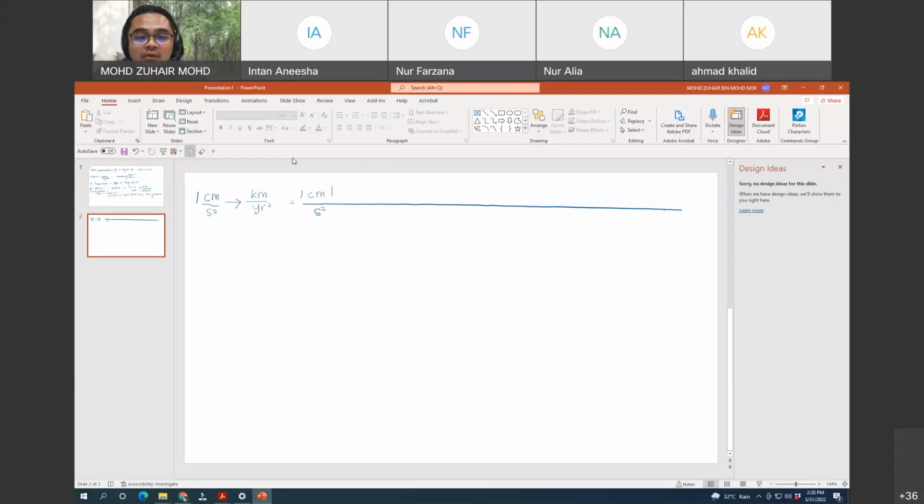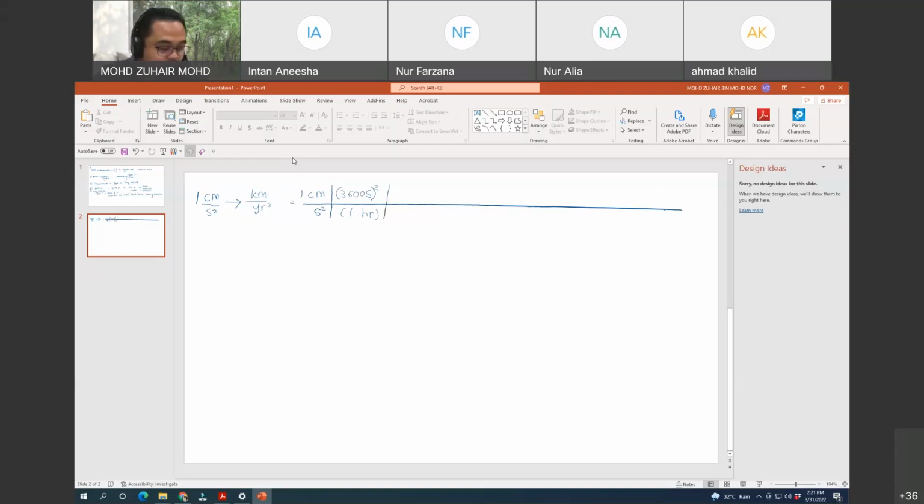Okay, so we are going to do it one by one, by converting that second to hour. Second to 1 hour. How many seconds in 1 hour? 3,600. And because this is power of 2, we are going to put it in a bracket like this. So this is power of 2.